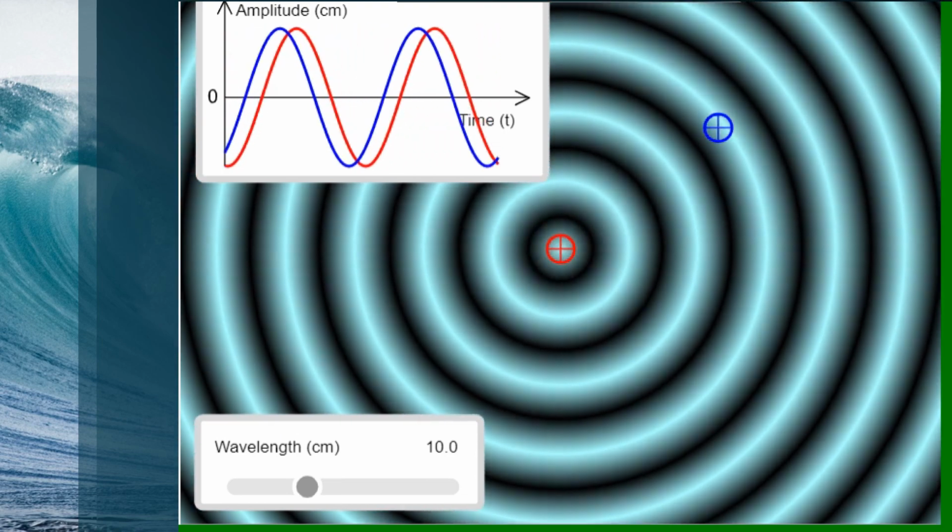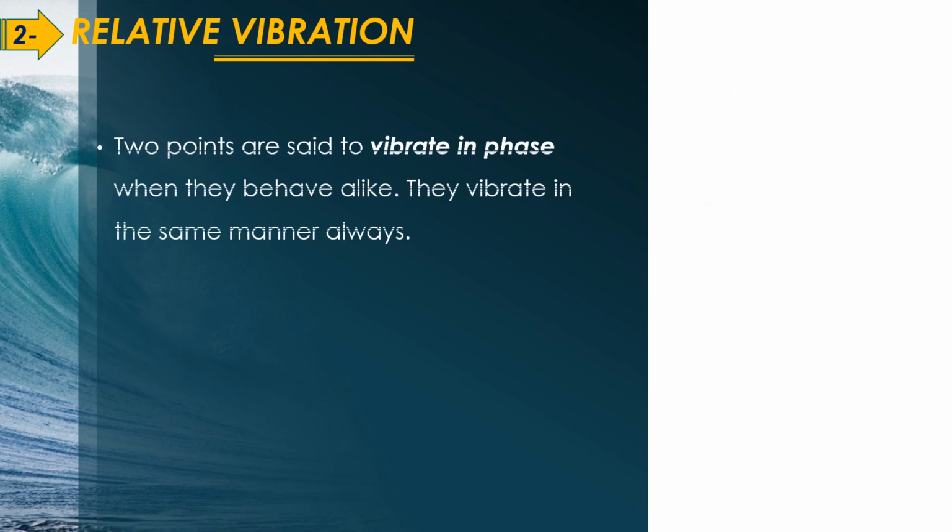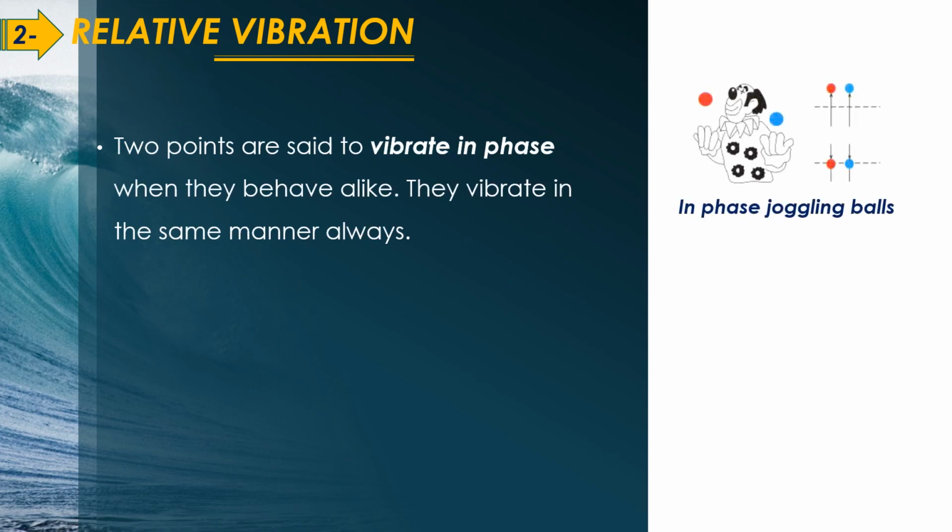In this simulation, we have a circular wave. Let us start with the in-phase vibration case. Two points are said to vibrate in phase when they behave alike. They vibrate in the same manner always.